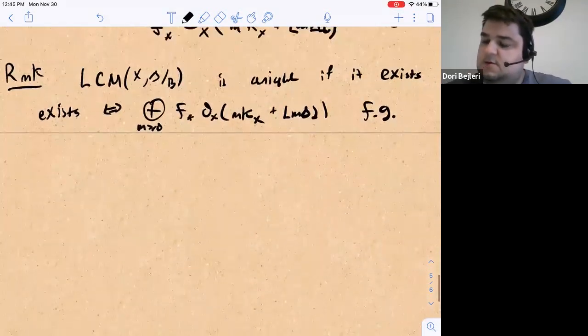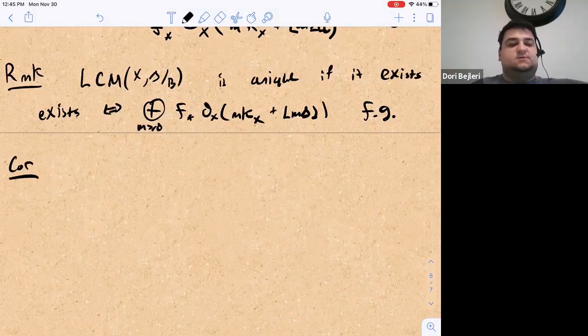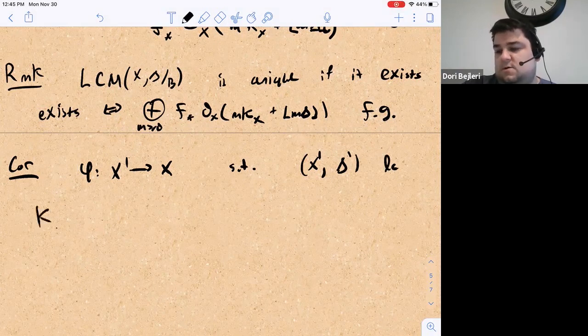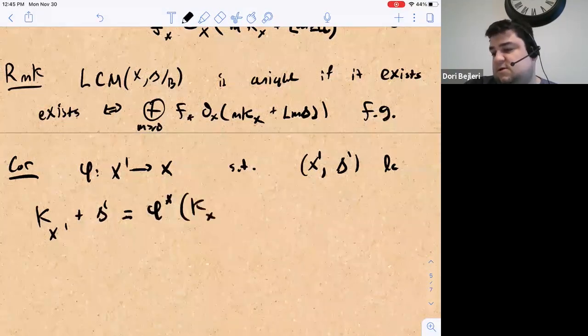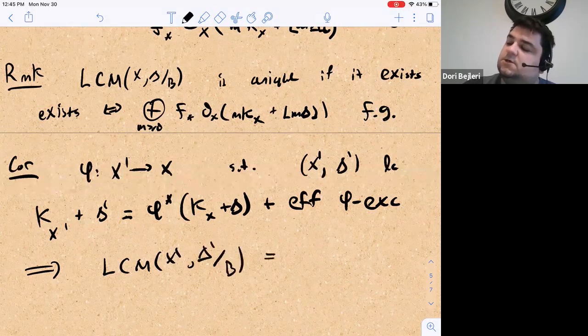Okay. And then another corollary of this is that basically, if we add effective exceptionals, then the log canonical model doesn't change. So more precisely, let's say we have a morphism φ from X' to X, such that we have a log canonical pair (X', Δ'), where K_X' + Δ' is equal to the pullback of K_X + Δ plus effective φ-exceptionals. Then the log canonical model of (X', Δ') over B is equal to the log canonical model of (X, Δ) over B.